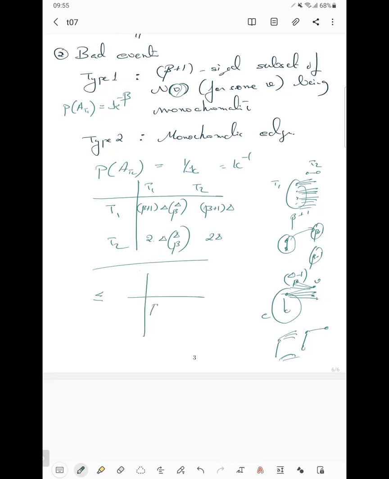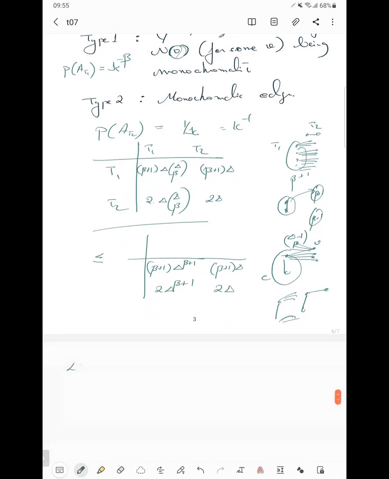Now I can upper bound these. What is beta plus 1? This is something like delta to the power beta plus 1. This is around 2 delta to the power beta plus 1. This is 2 delta. Okay, easy upper bounds, and now we have to use LLL, the last step.